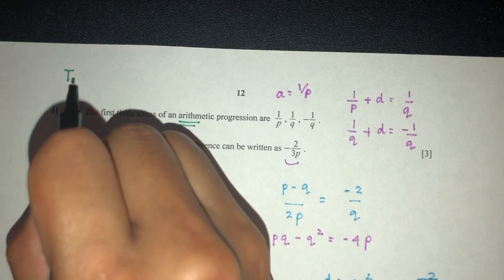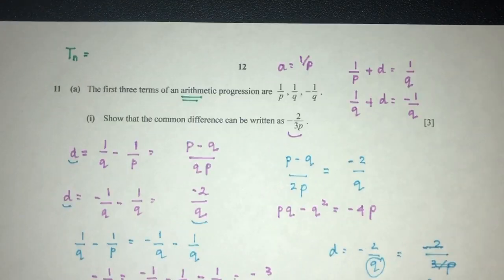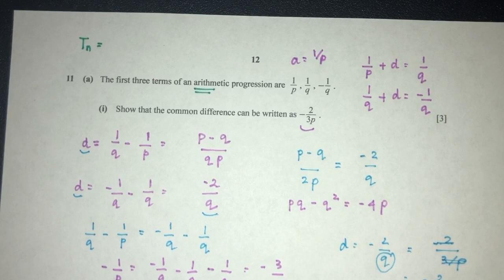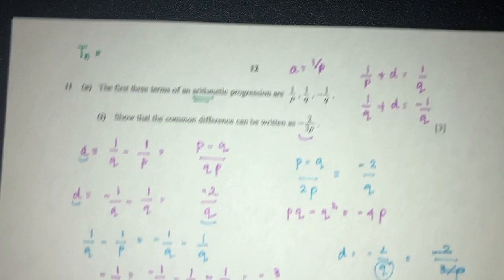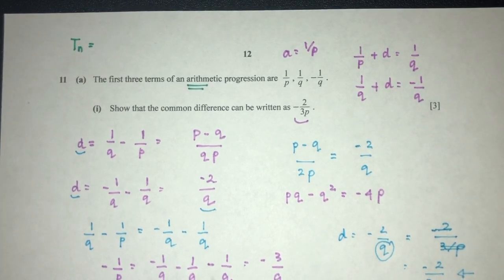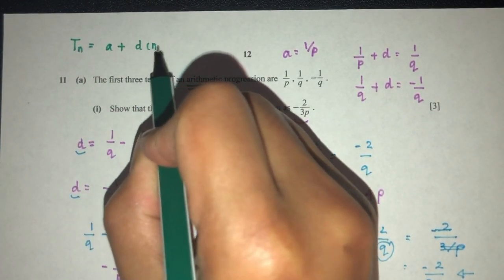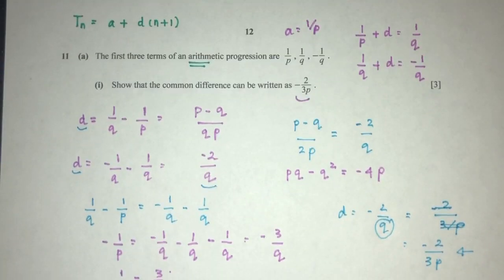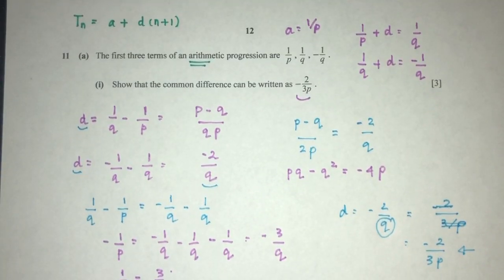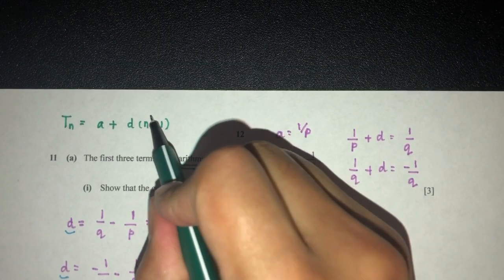The nth term will be given to you on your list. Let me show you guys. It is on your list of formula right here. So anyways, I know this, but it is given to you. You don't need to worry. It will be a plus the common difference times n plus 1. Let me check because I don't want to mess up this one. It is actually n minus 1. Yeah, I was wrong. That should be n minus 1.